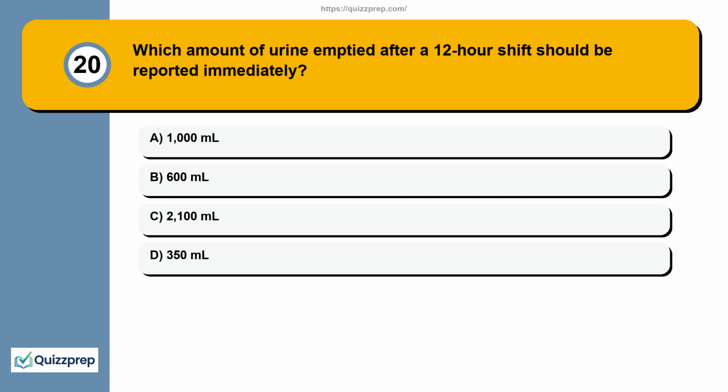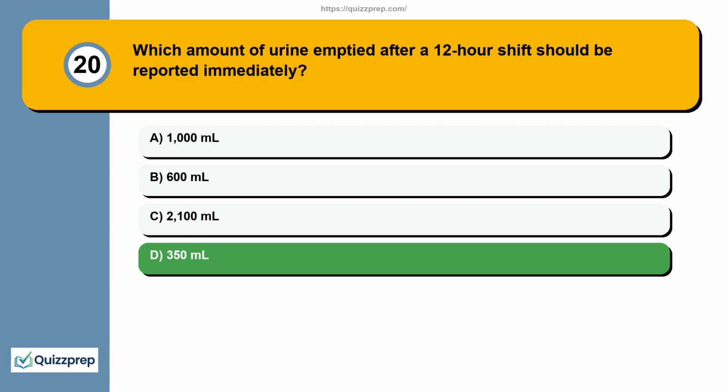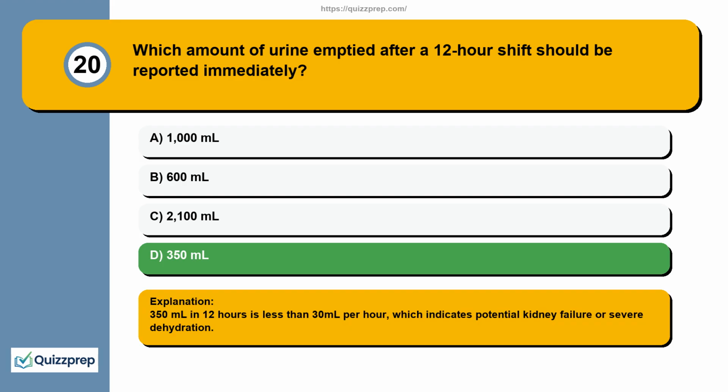Question 20. Which amount of urine emptied after a 12-hour shift should be reported immediately? 1000 ml, 600 ml, 2100 ml, 350 ml. 350 ml in 12 hours is less than 30 ml per hour, which indicates potential kidney failure or severe dehydration.